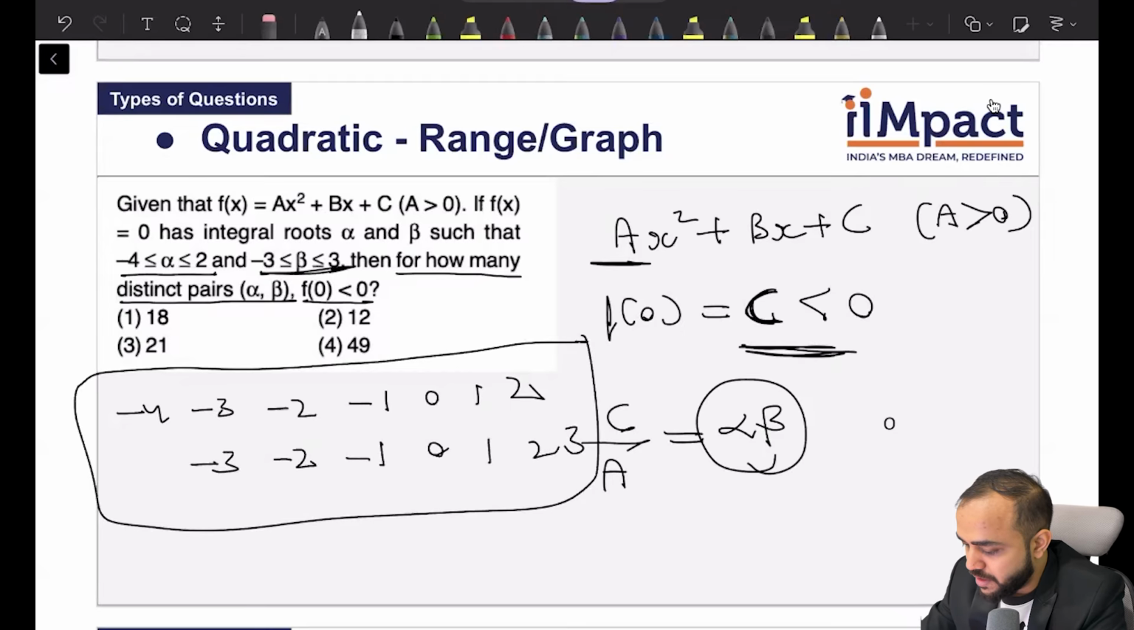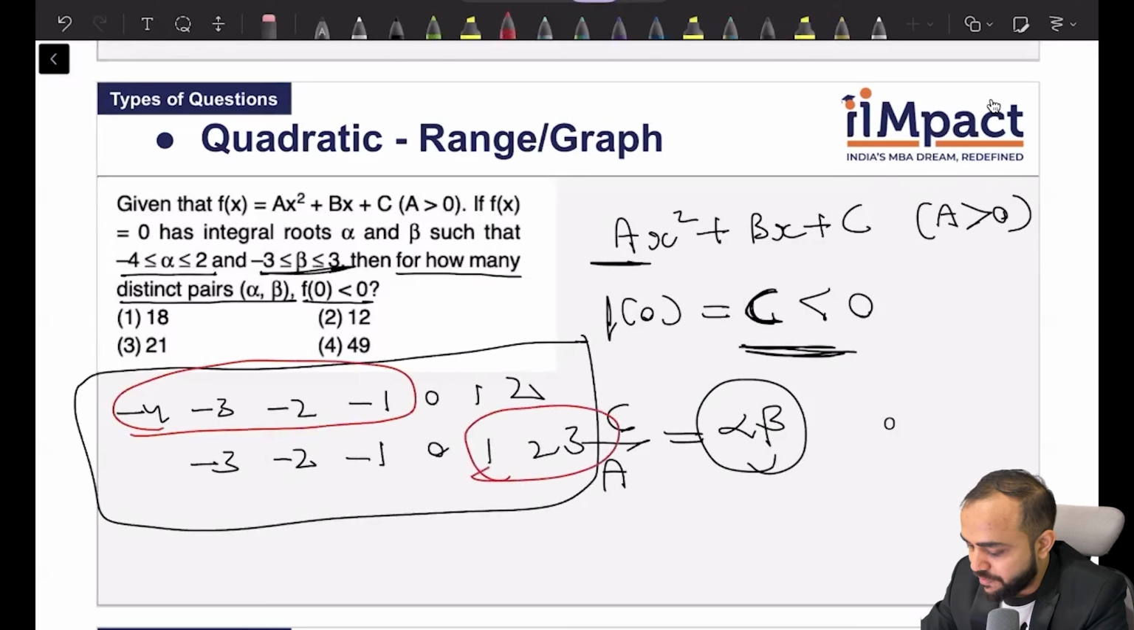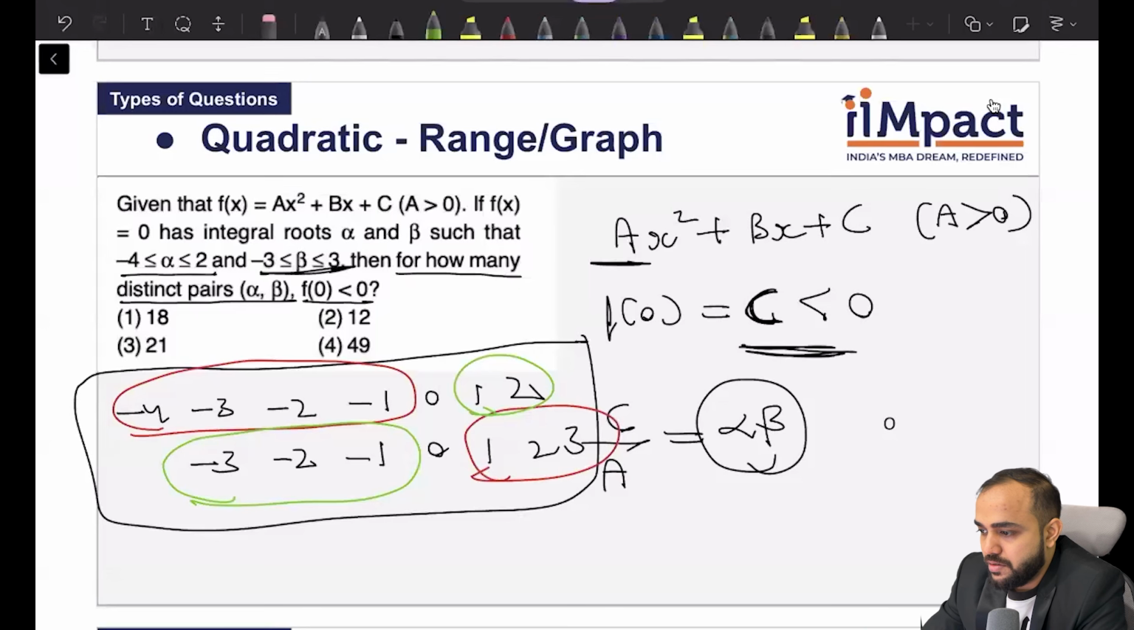So if alpha is from this range, then beta will have to be from this range. And if alpha is from this range, then beta will have to be from this range. So 4 into 3 plus 3 into 2, that is 18, will be your answer.